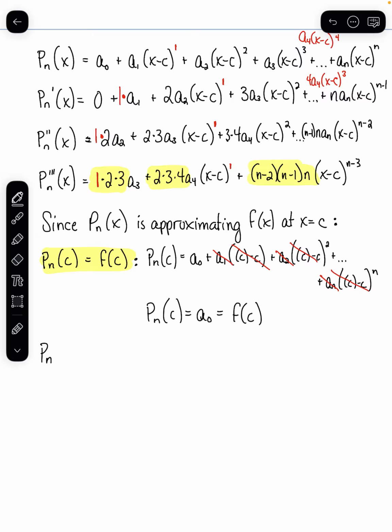Taking it to the next step, we have p sub n prime of c is equal to f prime of c. Again, the whole idea is that we are supposed to be matching the different characteristics of the original function at the target point.